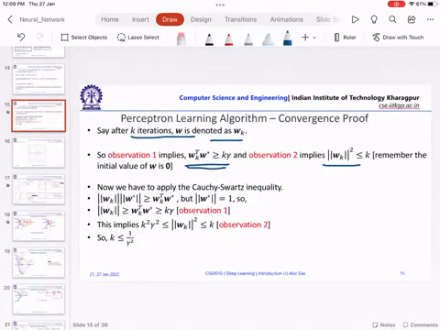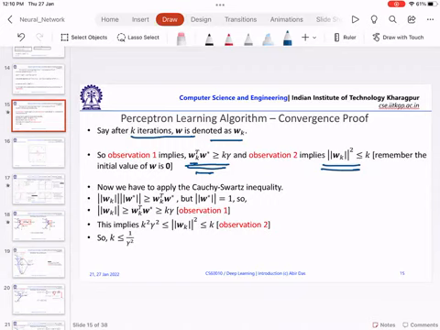I hope these two statements from observations 1 and 2 are clear. Observation 1 tells that every time this update happens, the new W, which we now denote as WK after k iterations, has an inner product with W star that increases by at least gamma. So after k iterations, it is k gamma. And observation 2 tells that after every update, the squared length of WK is at most 1 greater than the previous one.